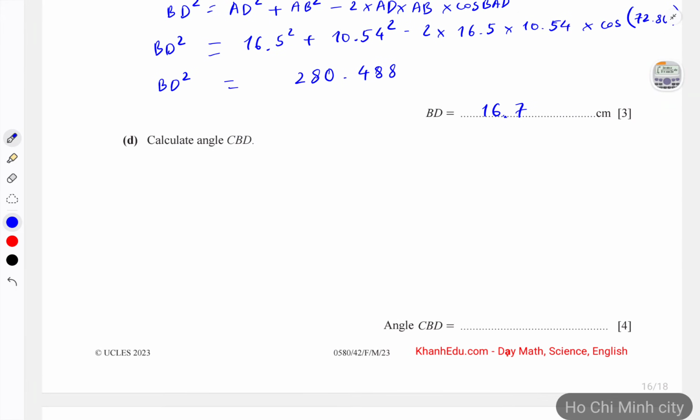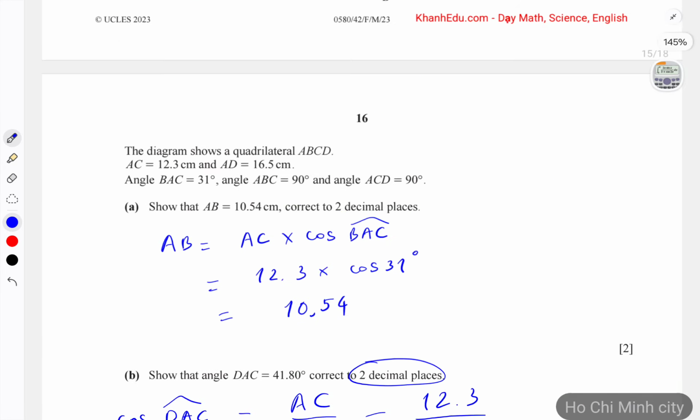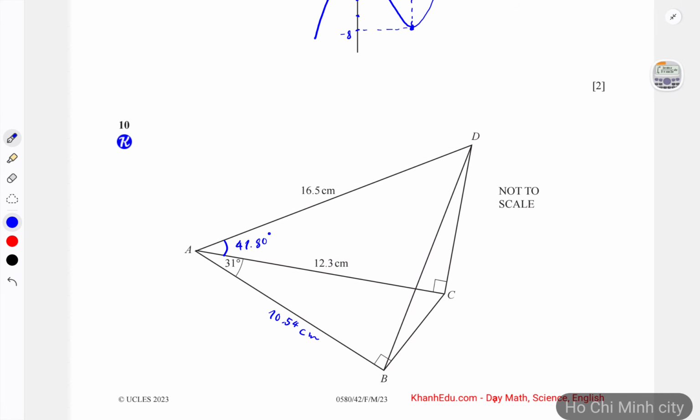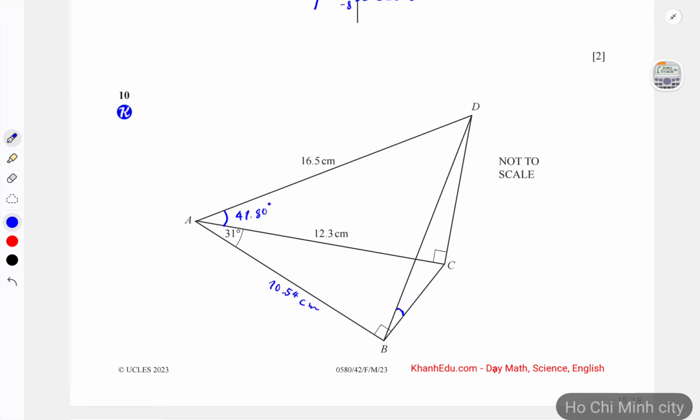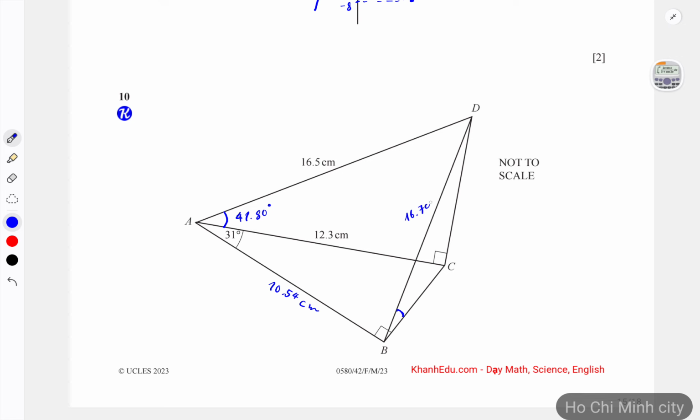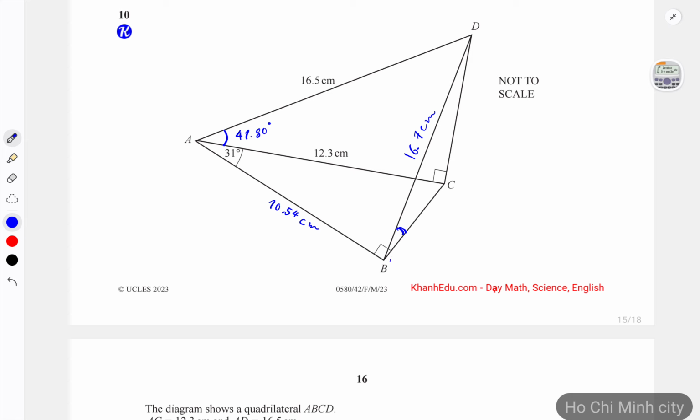And the part D, calculate the angle CBD. The angle CBD is this one. All right, so we already know the length of the BD is 16.7 centimeters. And we can also calculate the length of the BC and CD, and hence we can easily work out the size of this angle. All right, so how about the BC?